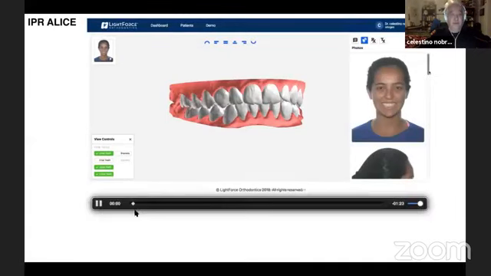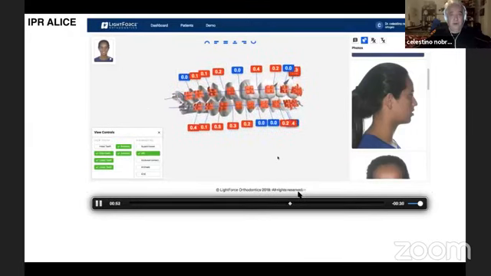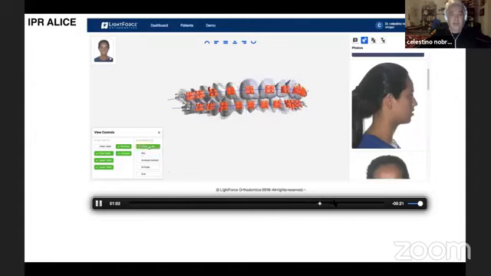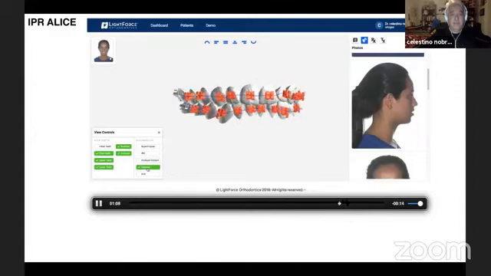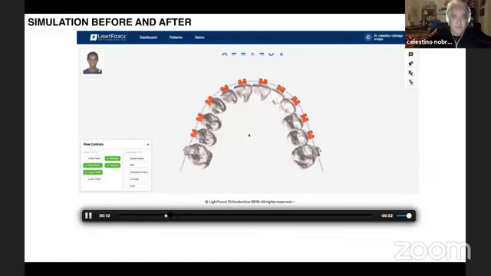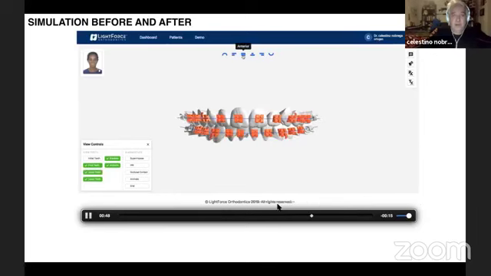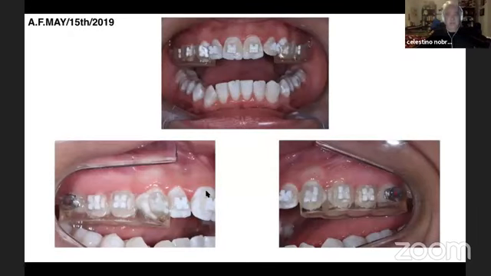Again, from here to here, and we have the simulation, the IPR. This is the IPR that I need for this case, and the brackets were printed for this patient. Same here. We printed the brackets in ceramic. Anyway, of course, in this type of technology, indirect bonding is mandatory because the bracket is made for this crown here, for being placed at this point here. So indirect bonding is mandatory.